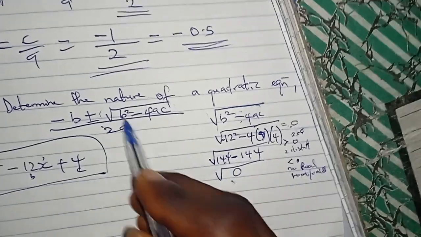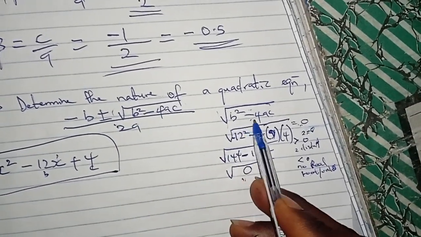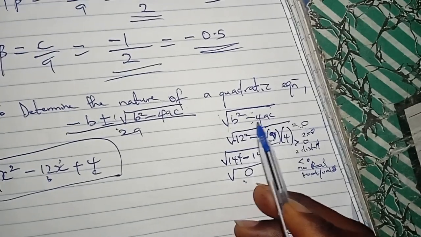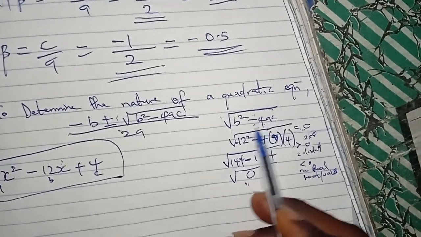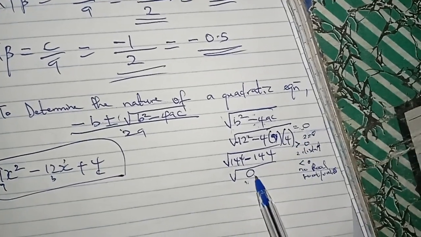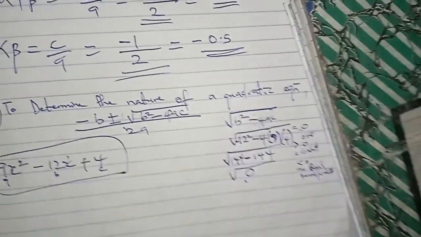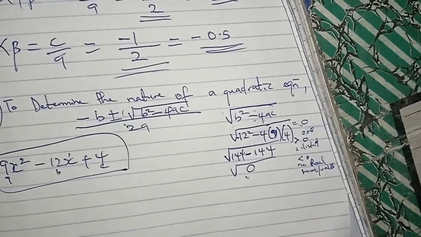So we've gotten this part now. Remember that this part, this thing that we did here, determines the nature of an equation. So we can always use it to check the nature of the equation. So when we solve and see that it's 0, we can just say it will have two equal values for x.